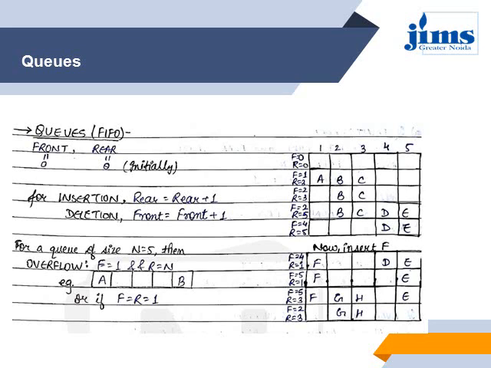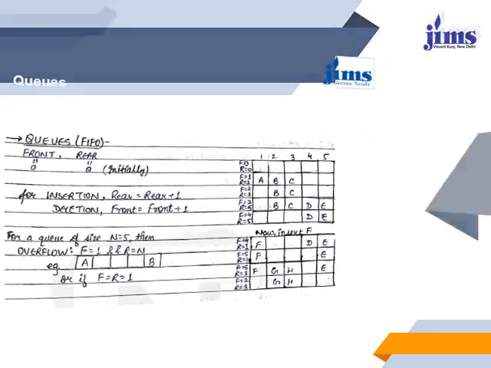Then similarly g and h will be inserted, and rear will now become 3 and front will now become 5. Now once e has been deleted and f has been deleted, front will now become 2. So this is how the working of the queue proceeds.